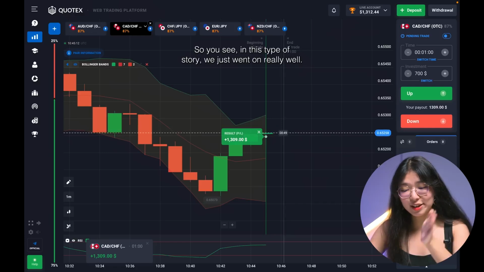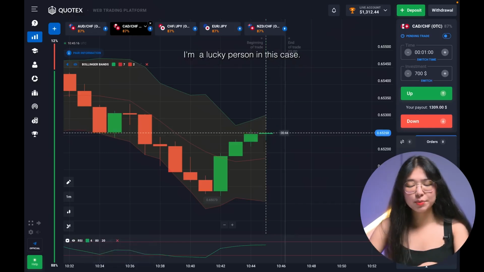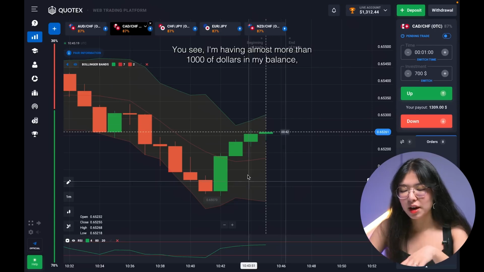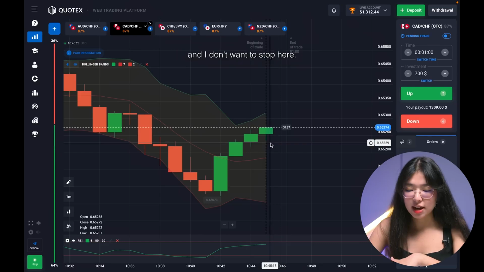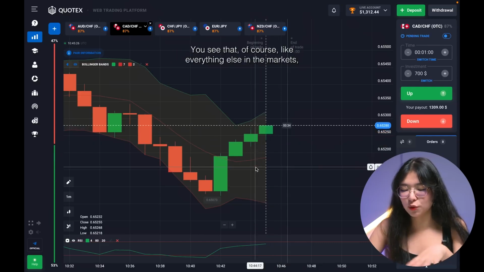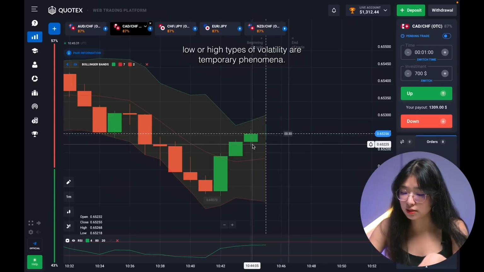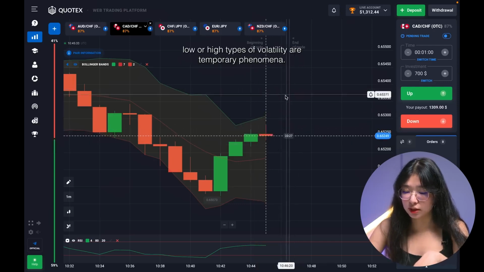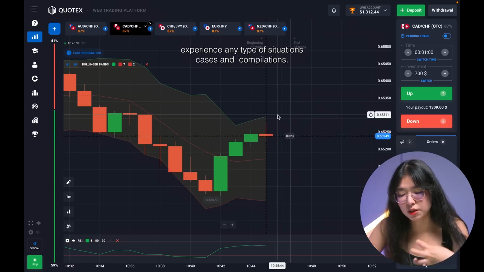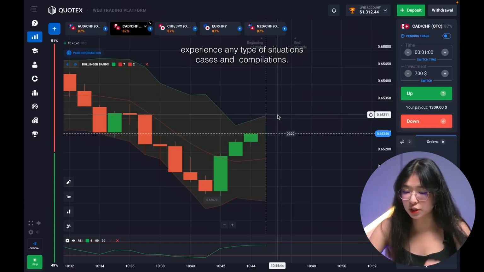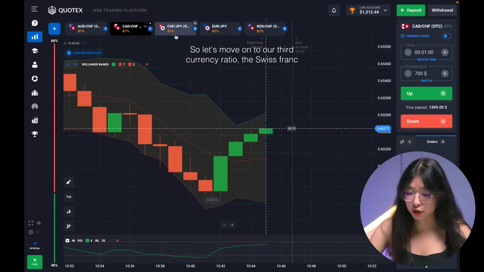So, you see, in this type of story, we just went on really well. I'm a lucky person in this case, guys. You see, I'm having almost more than $1,000 in my balance. And I don't want to stop here. Like everything else in the markets, there is high volatility and temporary phenomena. So that's why you always need to have your intuition and experience in any type of situation, cases, and calculations. So let's move on to our third currency pair.